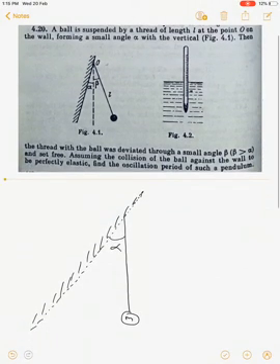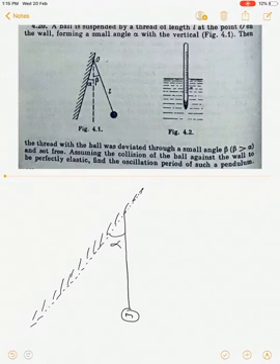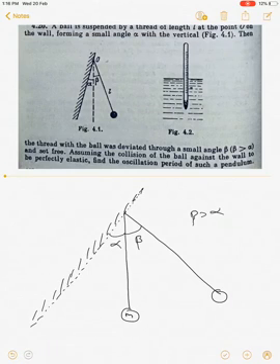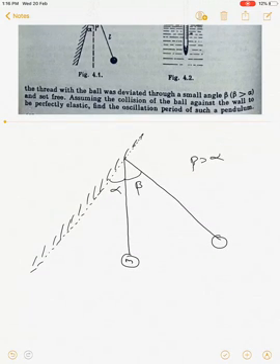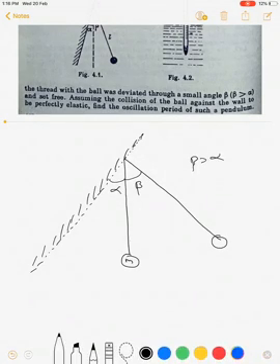Now the thread is deviated from its position through a small angle beta, in such a way that beta is more than alpha, and set free. Assume that the collision of the ball against the wall is perfectly elastic. Find the oscillation period of such a pendulum. So our aim is to find the time period of oscillation.